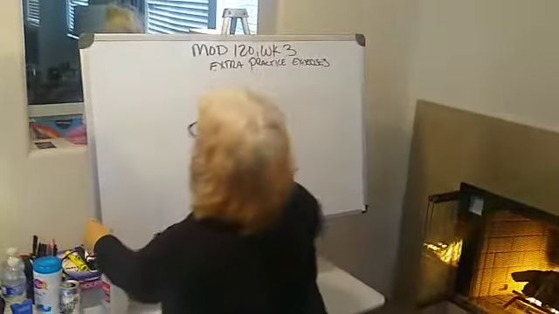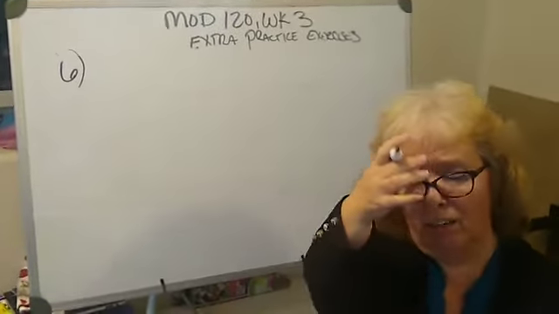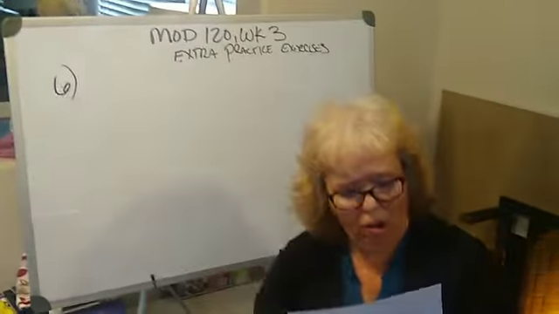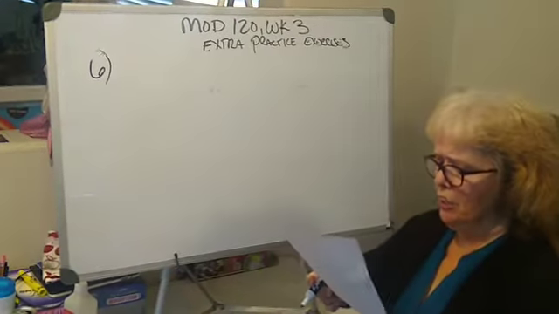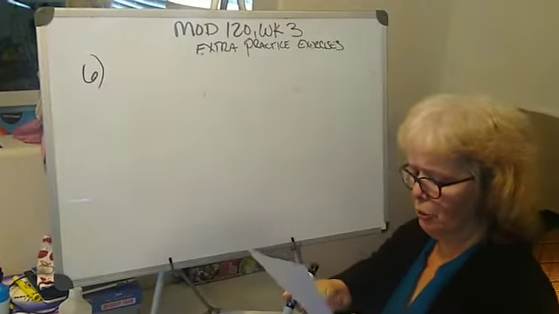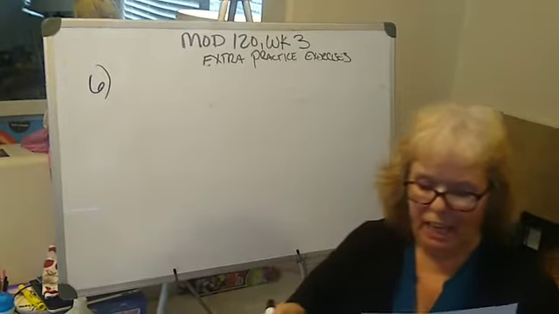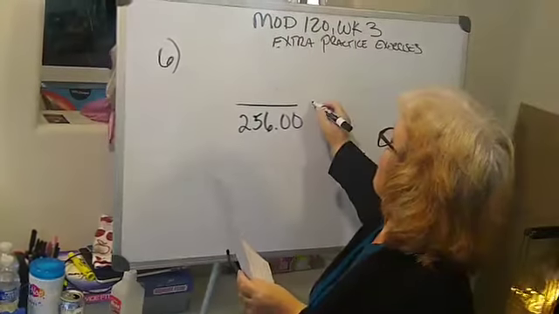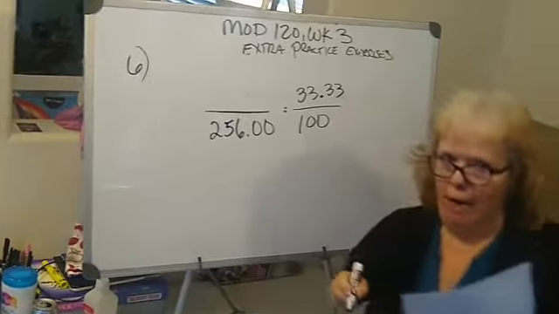Number 6. Riverside College is having a sale on textbooks. They're offering 33.33% off on all last year's edition textbooks. Lacey bought the book that would normally cost $256 for her biology course. What is the discount amount and how much did she pay? Okay. So, the book normally costs $256. Okay? We know that she's getting 33.33% off of it. Right?